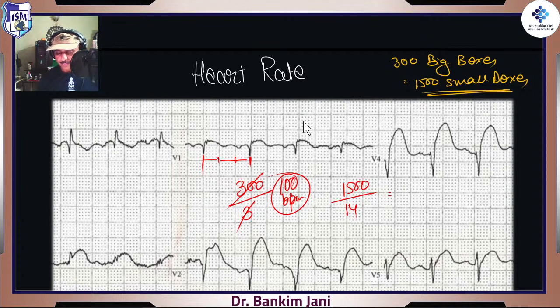So thus, you will come up with the answer, which is slightly more than 100, right? It would be like 104, 105 beats per minute. So this will give a better accuracy, right? It will give better accuracy.